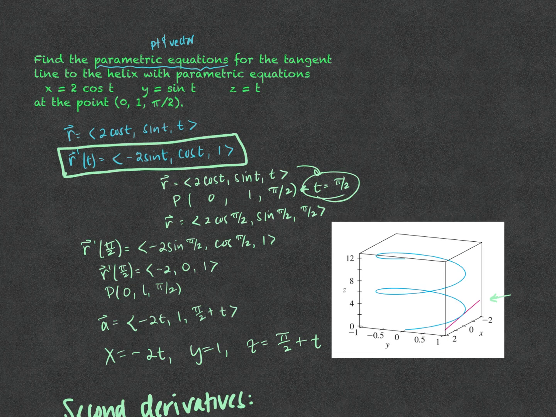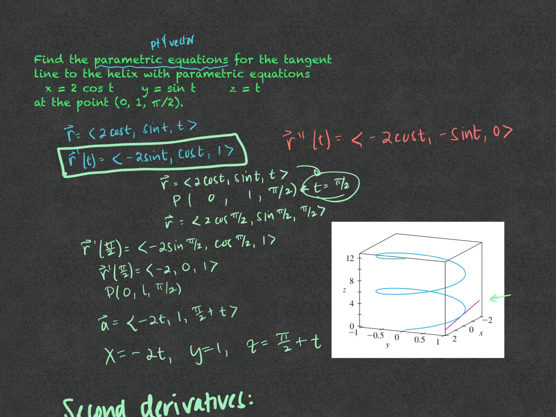So if we find the second derivative here, we would say the second derivative of r equals, well, the derivative of negative 2 sine t is negative 2 cosine of t. The derivative of cosine of t is negative sine t. And the derivative of 1 is 0. So that works out really nicely because we take it component-wise, the second derivative of each.